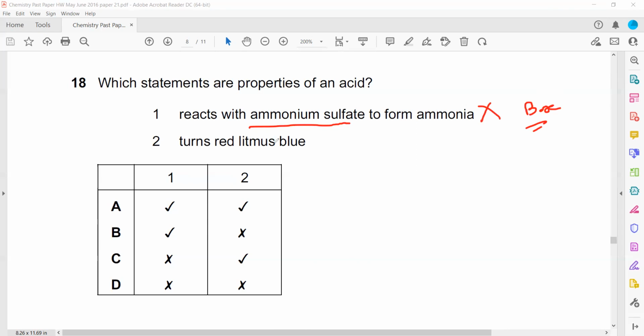The acid turned red litmus blue. Acid turned blue litmus red. They don't turn a red litmus blue. If there's a blue litmus and we have acid, it will turn to red, but not the red litmus blue. So one is not the property of acid. Two is also not the property of acid. So D is the right answer.